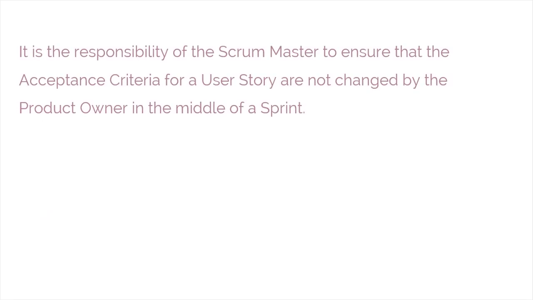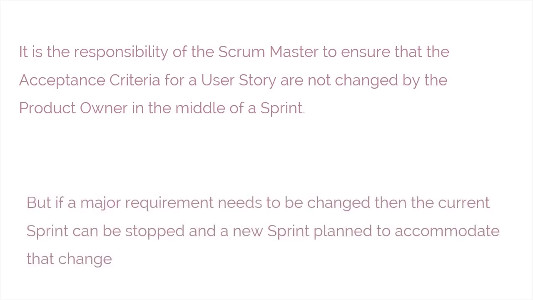And the Scrum Master has to ensure that the acceptance criteria for all user stories are not changed by the product owner in the middle of a sprint. But if a major requirement needs to be changed, then the current sprint can be stopped and a new sprint planned to accommodate that change.